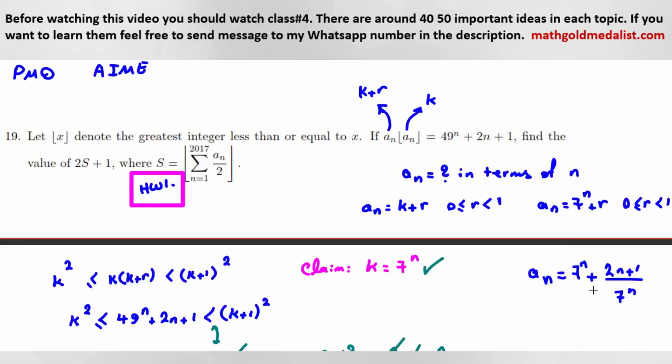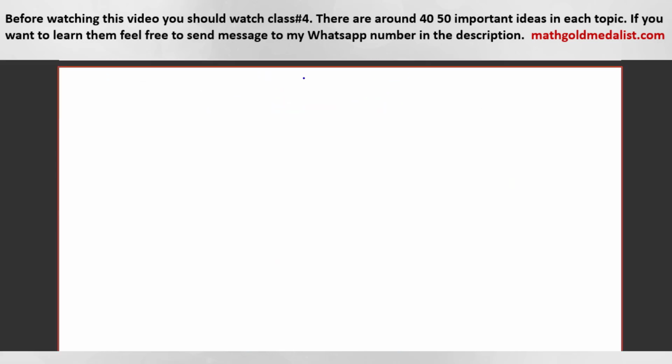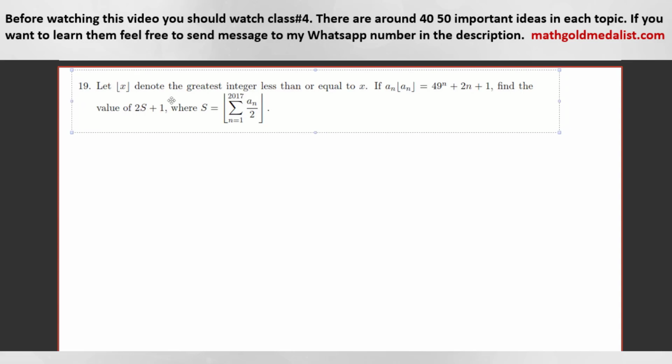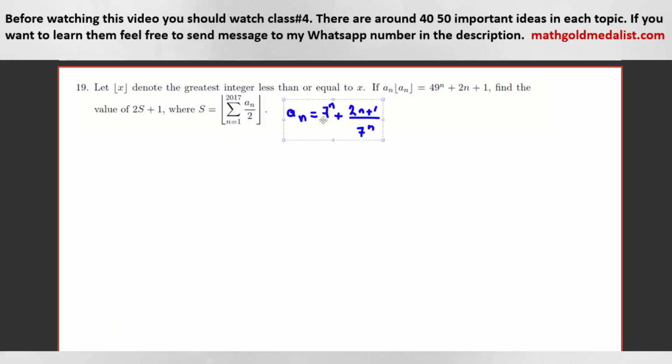We've calculated a_n equals (7^n + 2n + 1) over 7^n, right? And I told you to calculate. This is our last homework. After that, I want to tell you something related to geometry. So here, this one and a_n you've reached, that is this, okay? So calculate the answer of this problem, okay?